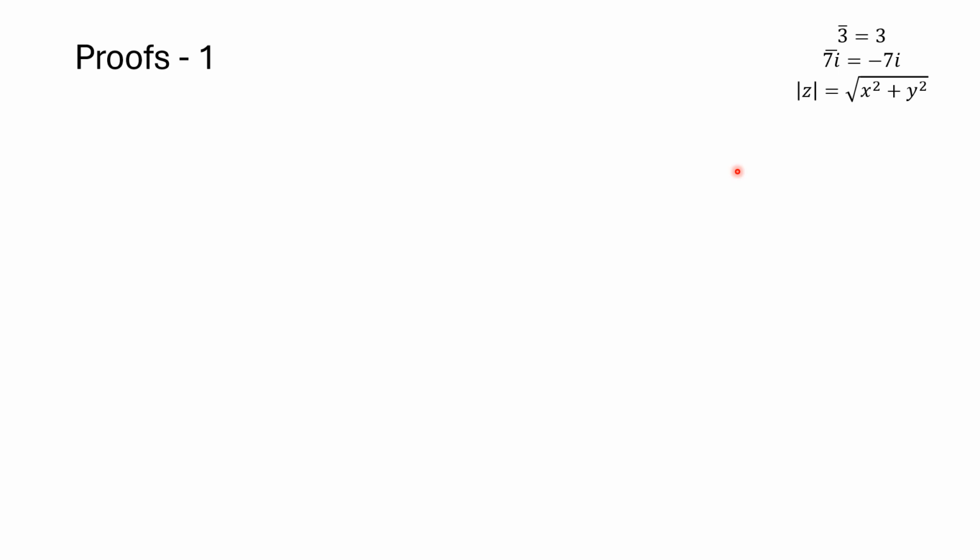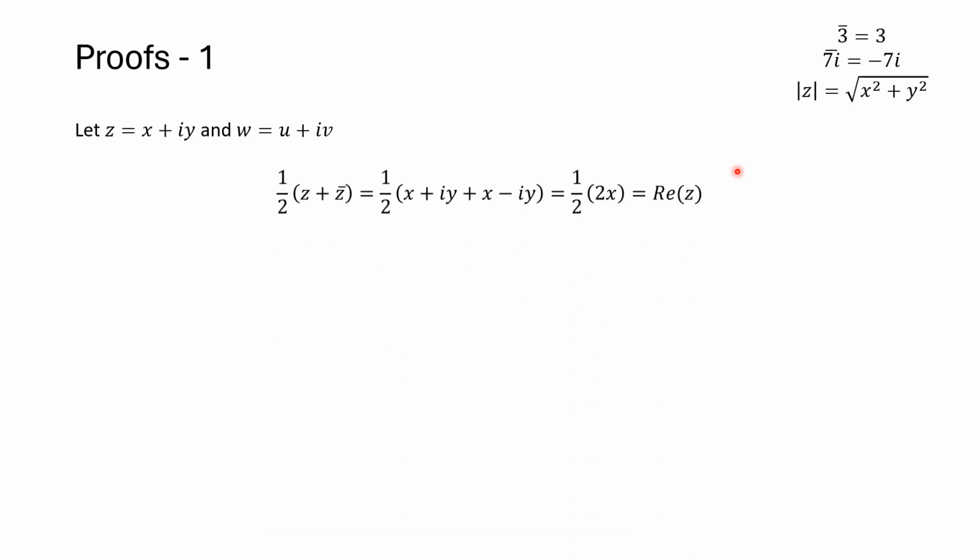Okay, we're going to prove the first few of the identities on this slide. We let z equal x plus iy and w equal u plus iv. And before I get started, just a reminder, the conjugate of a real number is the real number itself. The conjugate of an imaginary number is the negative of the imaginary number, and the modulus of a complex number is the square root of x squared plus y squared.